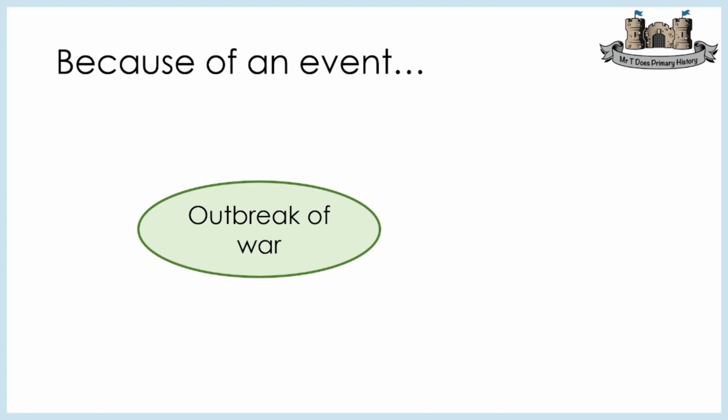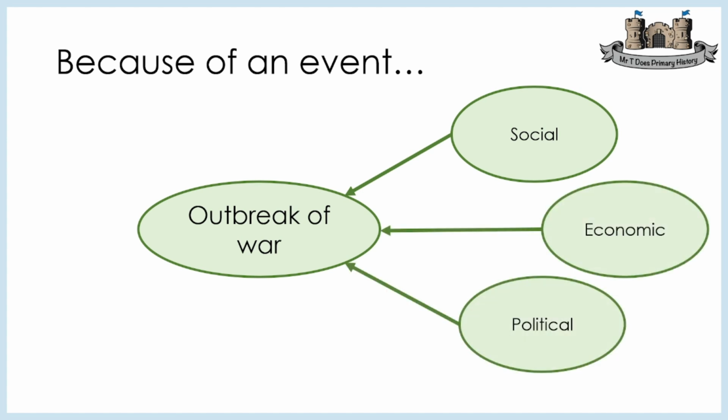Understanding the difference between change and consequence is important. So for consequences, we may choose to use the phrase "because of an event," indicating that this outcome is a direct result of the event in question. For the outbreak of war example, we may look at social consequences, economic consequences and political consequences in an attempt to give a wider understanding to this complex and multifaceted narrative.